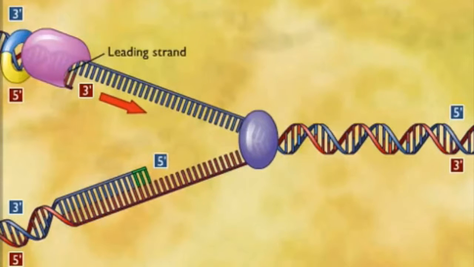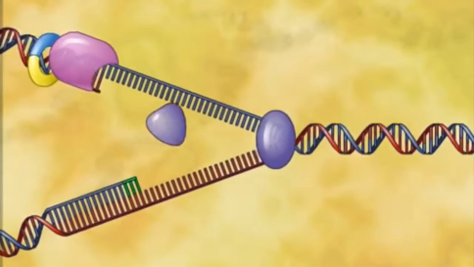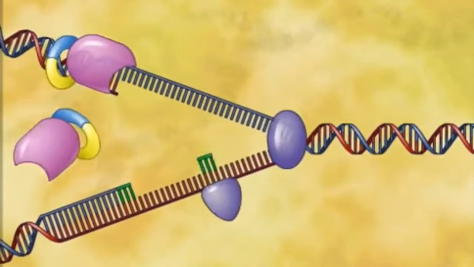DNA pol 3 remains in the replication fork on that template strand and continuously adds nucleotides to the new complementary strand as the fork progresses. The DNA strand made by this mechanism is called the leading strand.